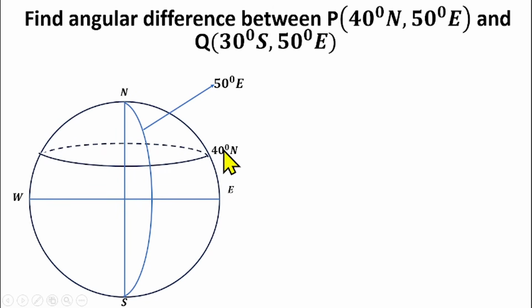So 40 degrees north of latitude. Then that means where the line of latitude intercepts the line of longitude, that is where point P will be. So P will be here.